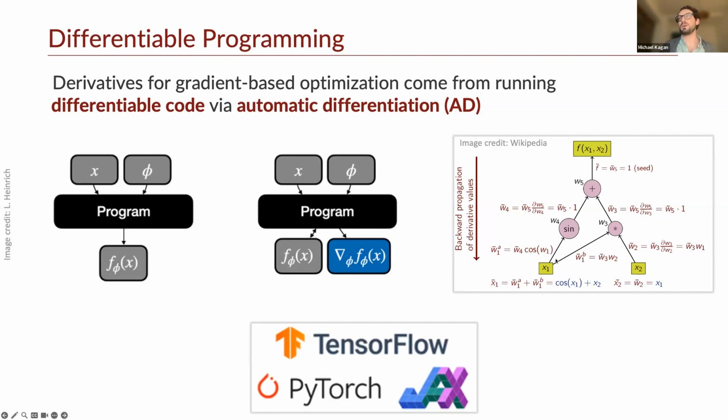So here's a function with two inputs, x1 and x2, and it computes this function f of x1 and x2. The first thing that happens is the x1 gets passed through a sine function and also is multiplied by x2. Here's the multiplication function. And then they're added together. And that's the computational graph of the system.